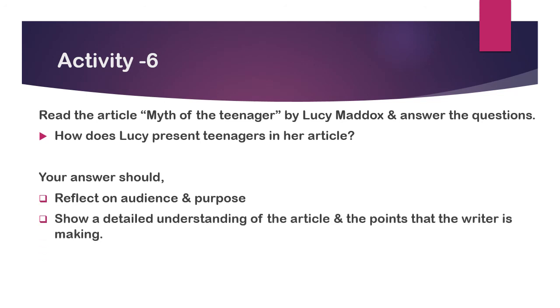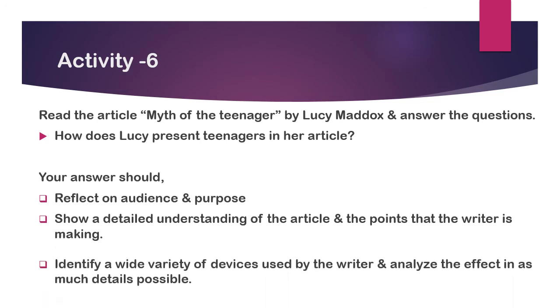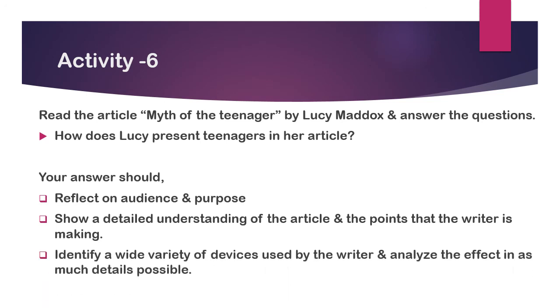Then show a detailed understanding of the article and the points that the writer is making. Then you have to look into the detailed understanding of the article. What are the points the writer is making to prove his argument? Then identify a wide variety of devices used by the writer and analyze the effect in as much detail possible. Then you have to find out the devices, the literary techniques the writer uses to analyze. Then you have to analyze the effect.